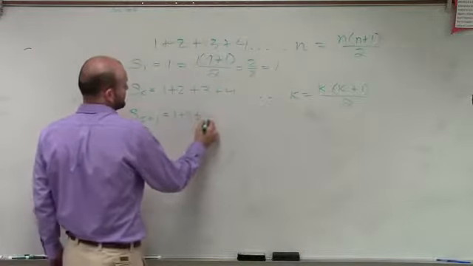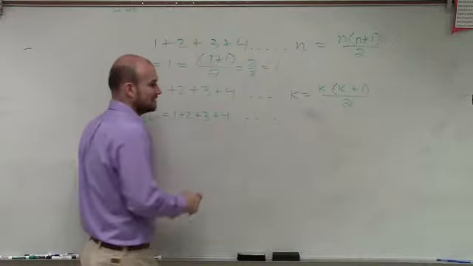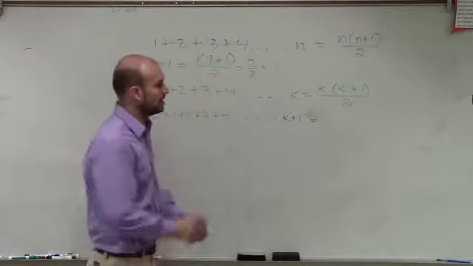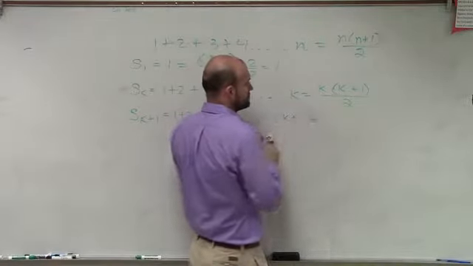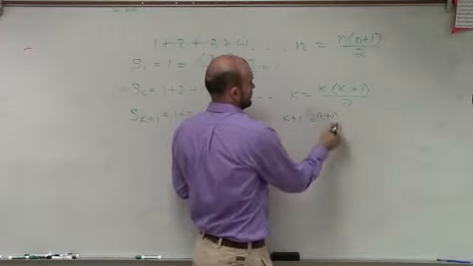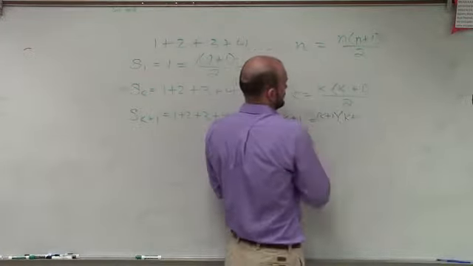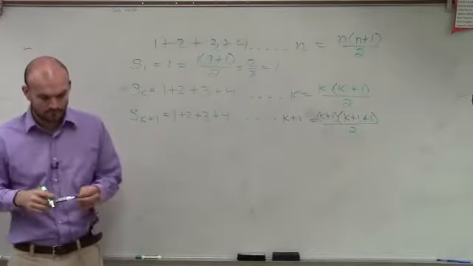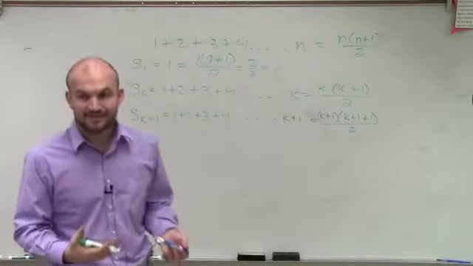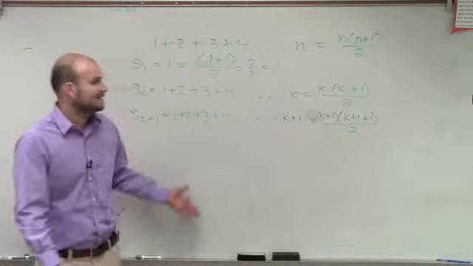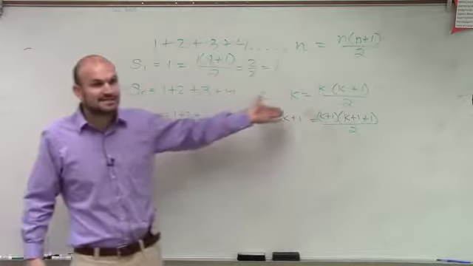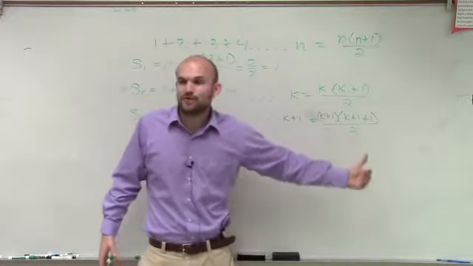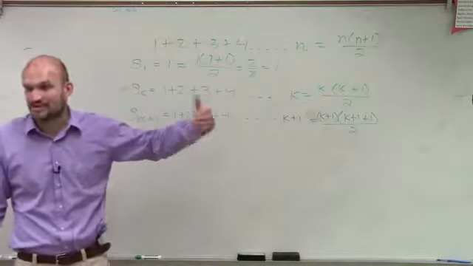S of k plus 1 is 1 plus 2 plus 3 plus 4 dot dot dot, and the next term in the sequence is going to be k plus 1. That now has to equal our formula, where I plug in k plus 1. To show this works, we need to show that if S of k plus the next term, k plus 1, is equal to S of k plus 1, then it's going to be true for all of our subsequent values.